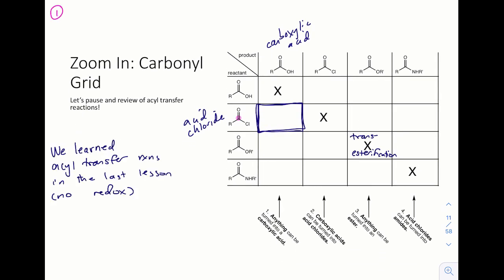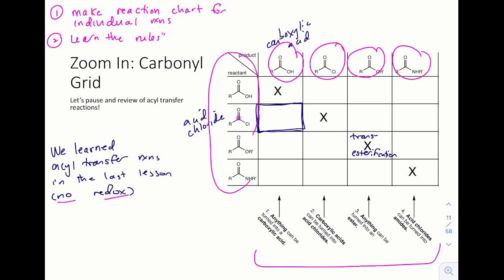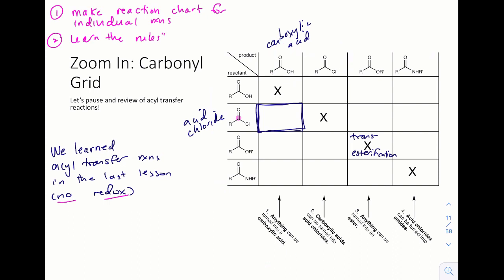Be sure that you have already made your reaction chart with all of the individual reactions that we learned in the acyl transfer lesson. Once you've done that, you should learn the rules. What I mean by that is be able to explain these rules down here for thinking about how to make each of these different acid derivatives from the other types of acid derivatives. You'll memorize more easily because you'll understand what's going on. So learn the rules, be able to explain them, fill in the grid, and then you need to practice, practice, practice.